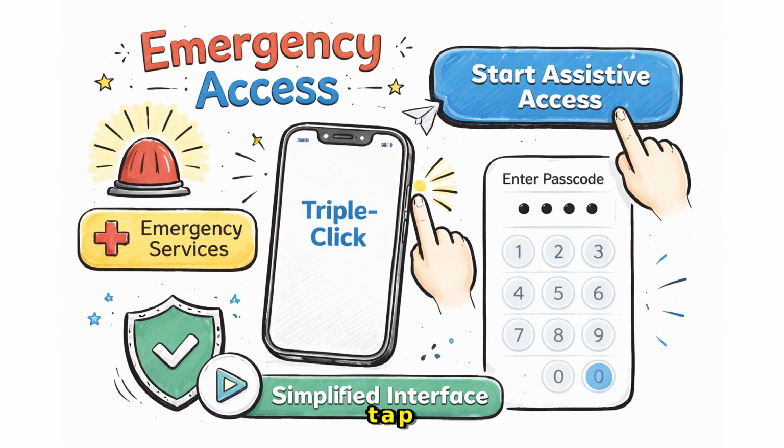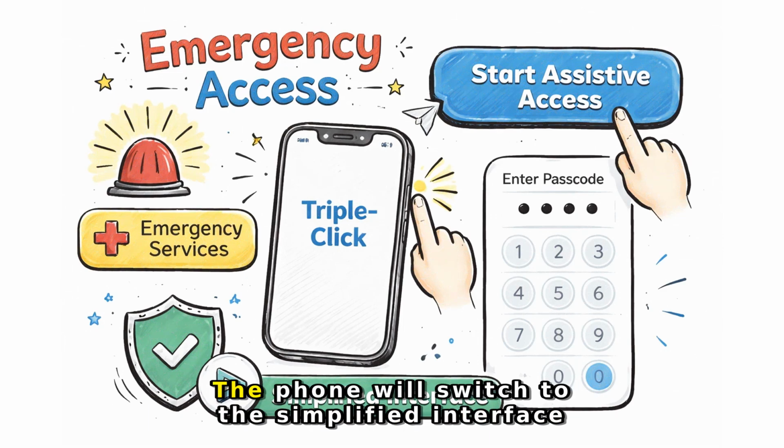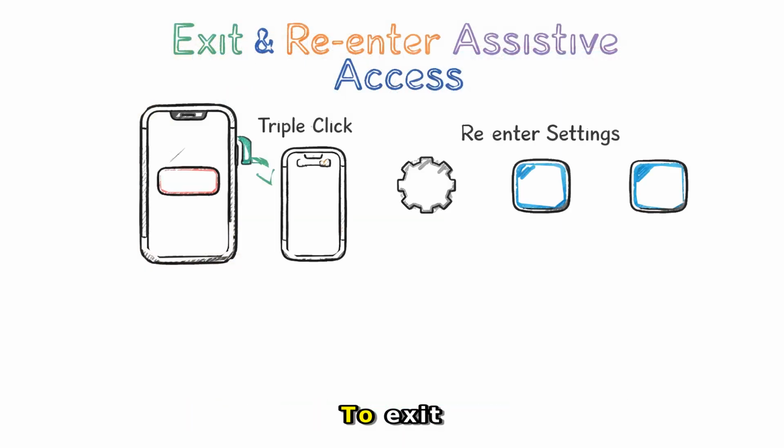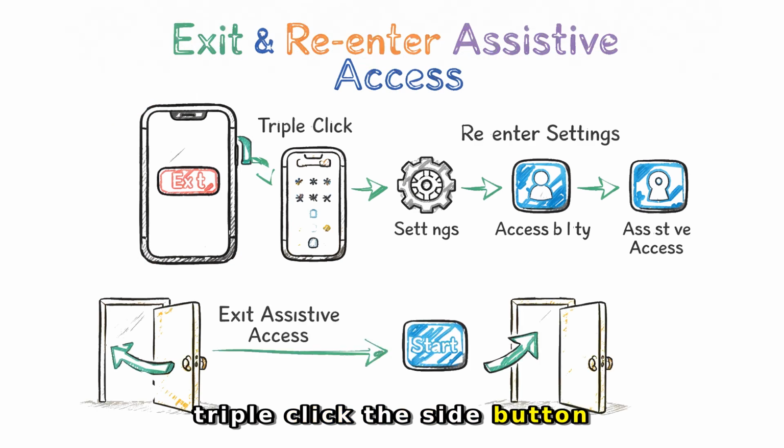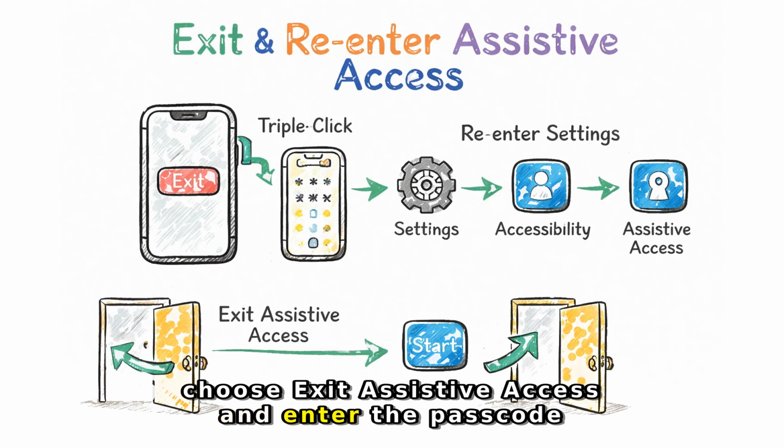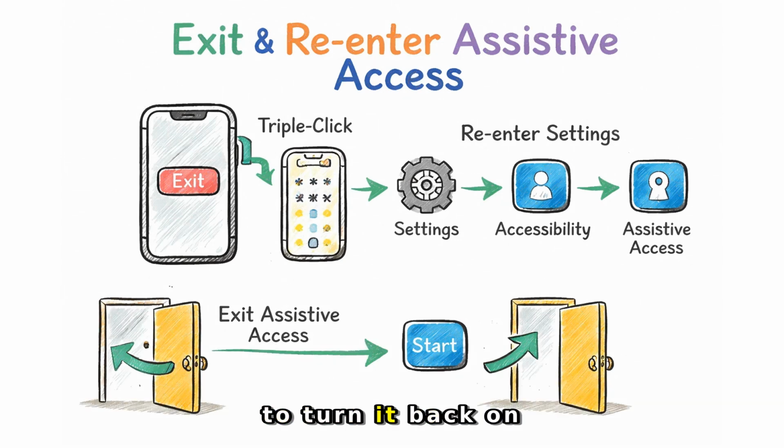When you're ready, tap Start Assistive Access and enter the passcode. The phone will switch to the simplified interface with only the apps you selected. To exit, triple-click the side button. Choose Exit Assistive Access and enter the passcode. To turn it back on later, return to Settings, Accessibility, Assistive Access, and tap Start.